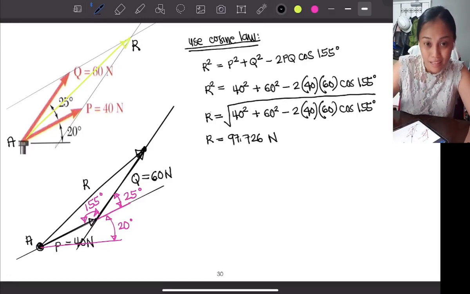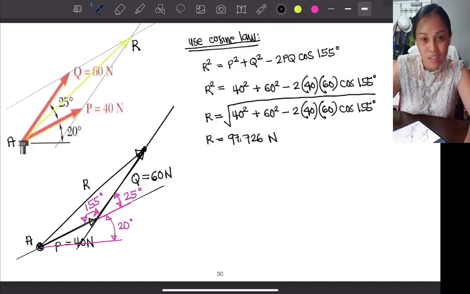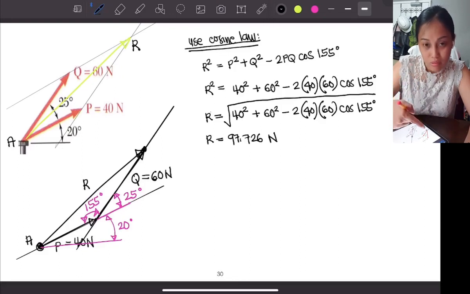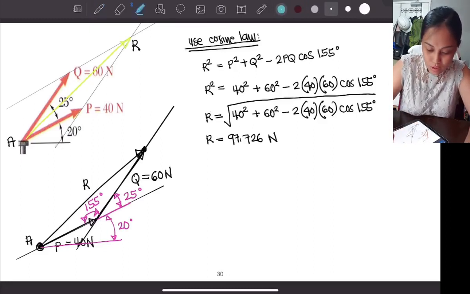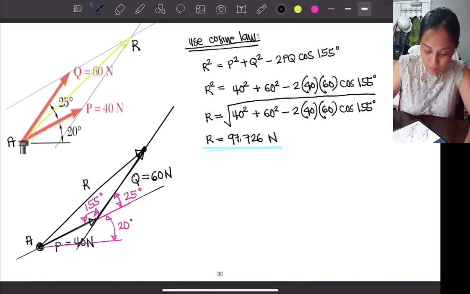We should not forget the unit. If there is no unit during the exam, that is wrong. 97.726 cats, dogs, no? You should always include the unit. Use the unit given in the problem in your answer. So this is our answer. Okay, let's proceed.